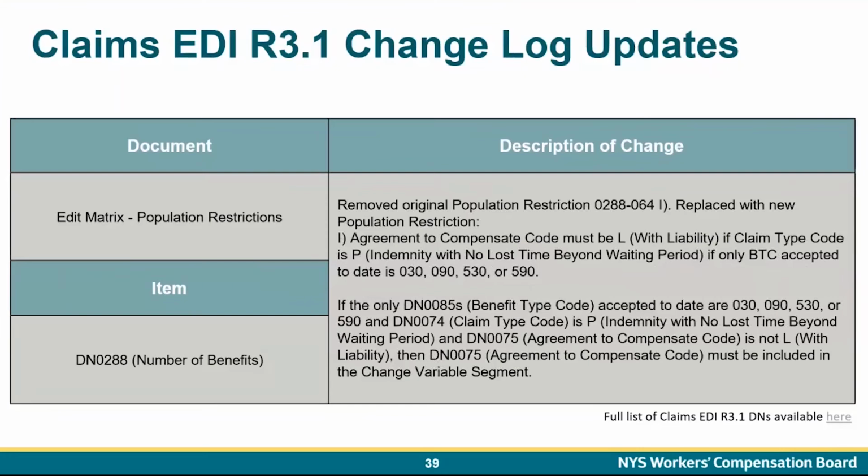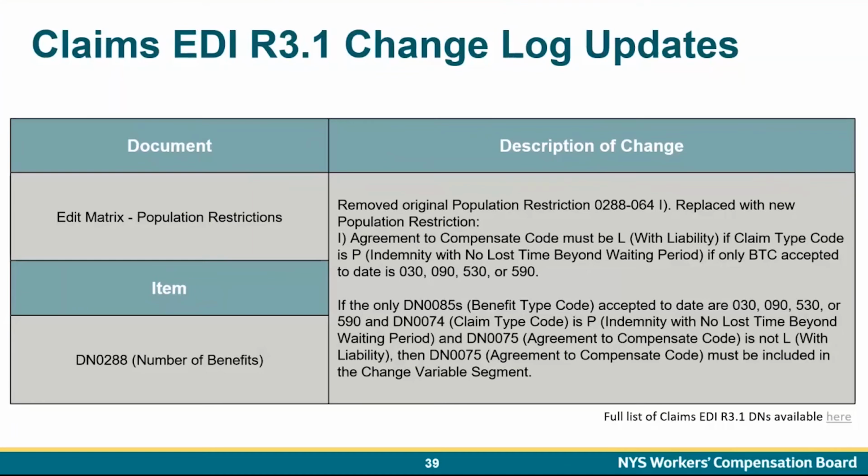We removed the previously published 3.1 population restriction for DN 02888 number of benefits and replaced it with a new one. This corresponds with the change log item number 221. Agreement to comp code must be L without liability if claim type code is P. Indemnity with no lost time beyond waiting period if the only benefit type code accepted to date is 030, 090, 530, or 590.